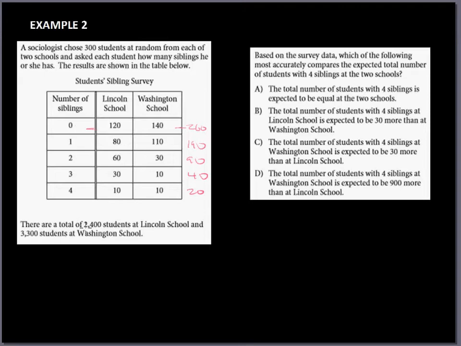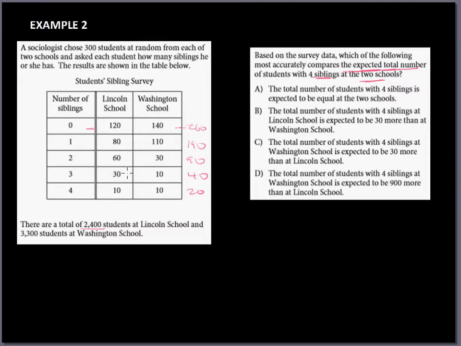All right. There are a total of 2,400 students in Lincoln School and 3,300 students in Washington School. So let's look at what we are trying to find. Based on the survey data, which of the following most accurately compares the expected total number of students with four siblings at the two schools? The question is expected total number. Now, generally speaking, the expected is computed from the sample and then you translate that into the total population. So here we are looking for expected total number of students with four siblings.